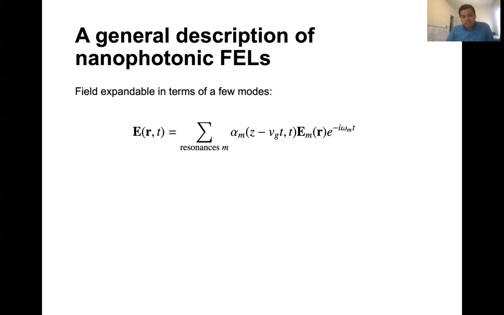So the basic assumption, like in laser theory, is that your field is expandable in terms of a few lasing modes. So I'm assuming some multi-periodic state. So your E of r and t is a sum of resonances E_m of r with time harmonic frequencies omega_m, weighted by envelope functions that propagate in the direction parallel to the electron at group velocity Vg.